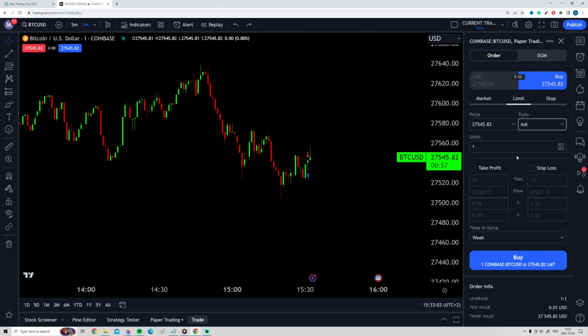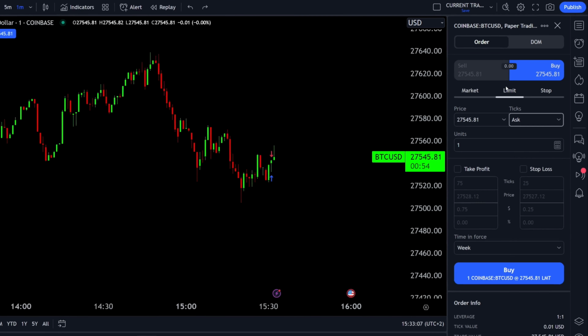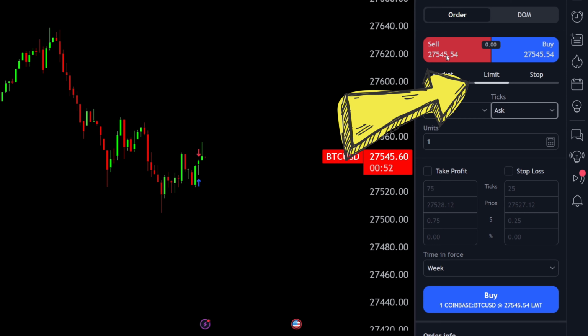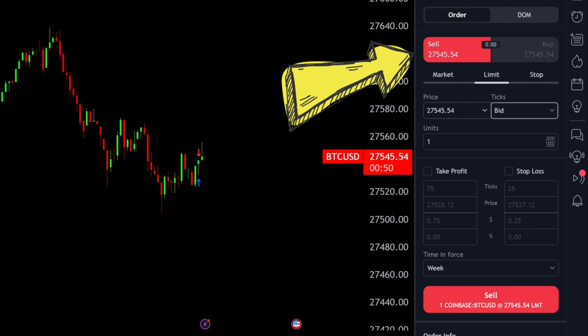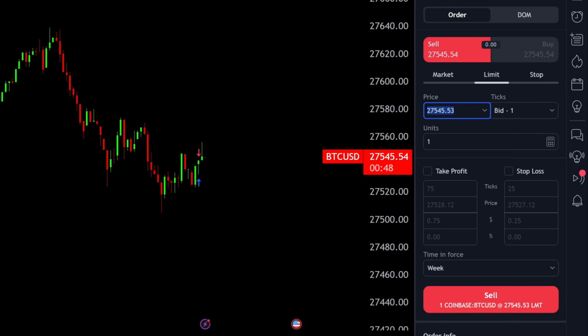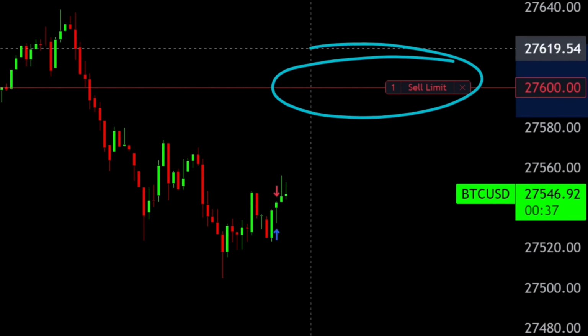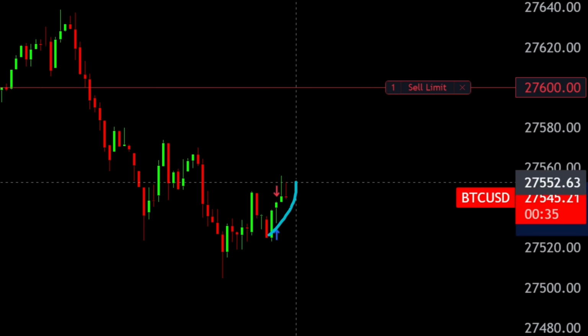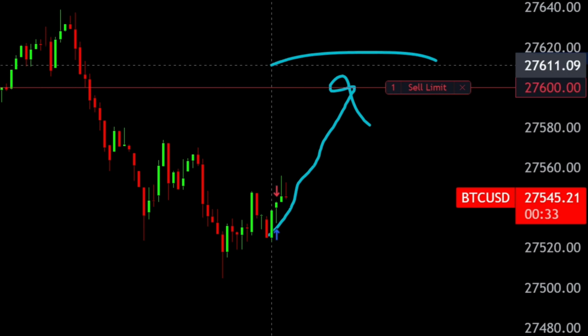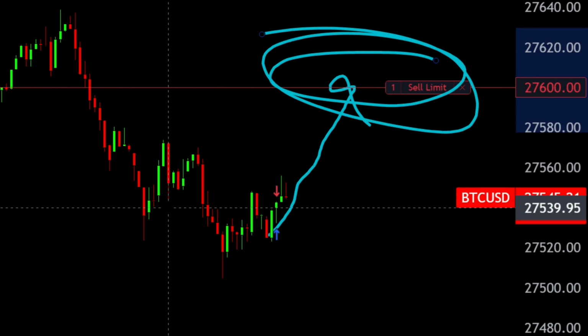So let's take a look at a real life example once again. We make sure that we are on the limit tab, but this time we go to sell. So let's, for example, say that we want to place a sell limit at 27,600. We type that in and we press sell. And as you can see, now our order appeared here on the chart. This means that if or when the price goes up here to the sell limit, we will sell the asset.